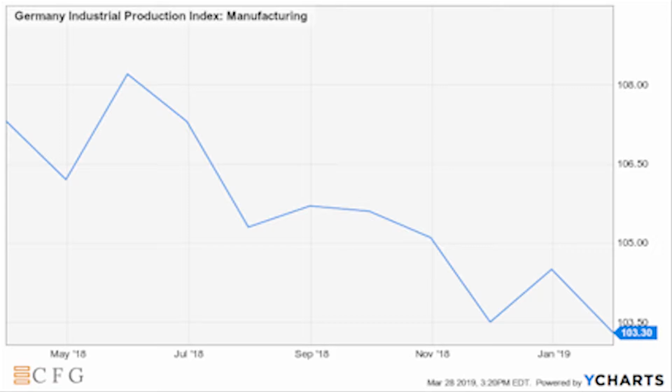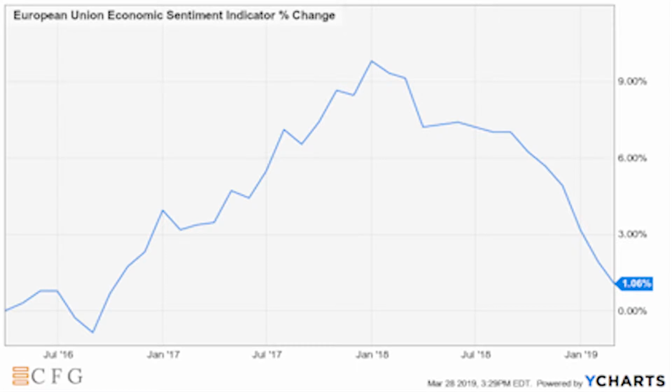This first chart we have here is a German Industrial Production Index. As you can see, it peaked back in spring of 2018, and the rate of change is clearly negative. Moving on, we'll take a look at the EU Economic Sentiment Chart. Same story. Peaked a little bit earlier in the year, but sentiment is definitely a leading indicator when we're dealing with growth curves.